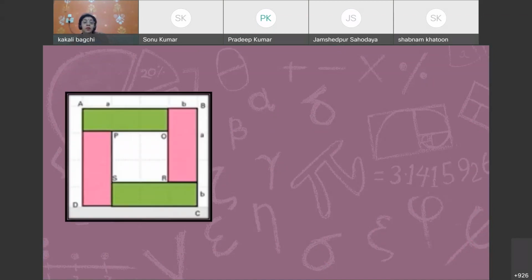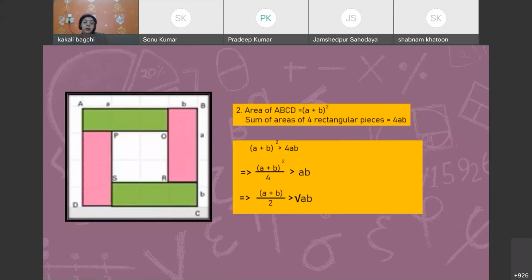For class 11, you can do this one. A plus B whole square is one box. It is broken into A and B. 4 strips are there. So A plus B whole square is definitely greater than these 4 strips, 4AB. So A plus B whole square by 4 is greater than AB. That means A plus B by 2 is greater than root AB. Arithmetic mean is greater than geometric mean, class 11.